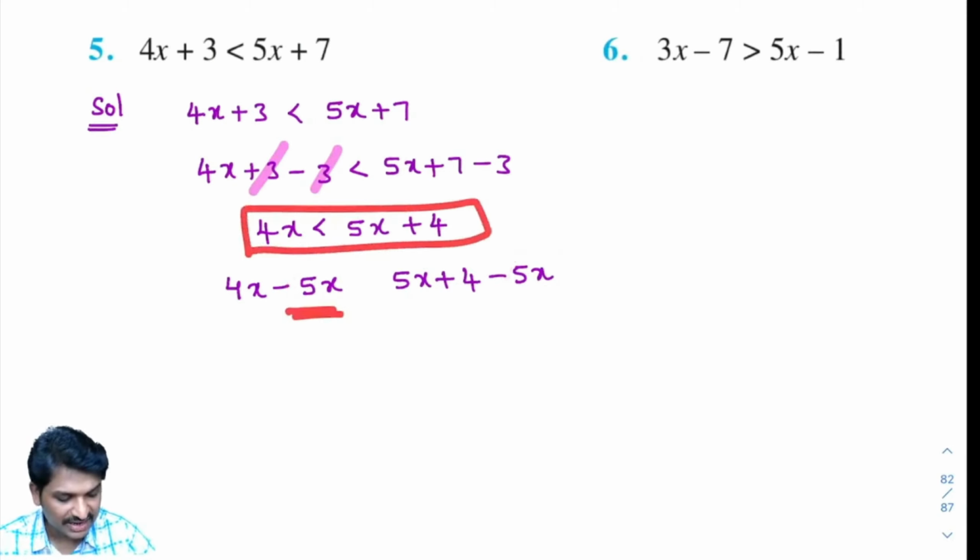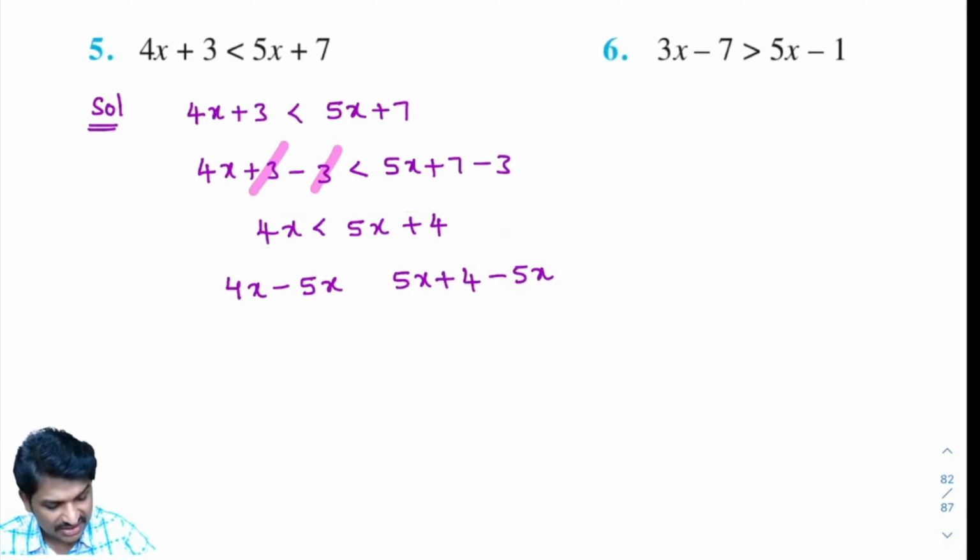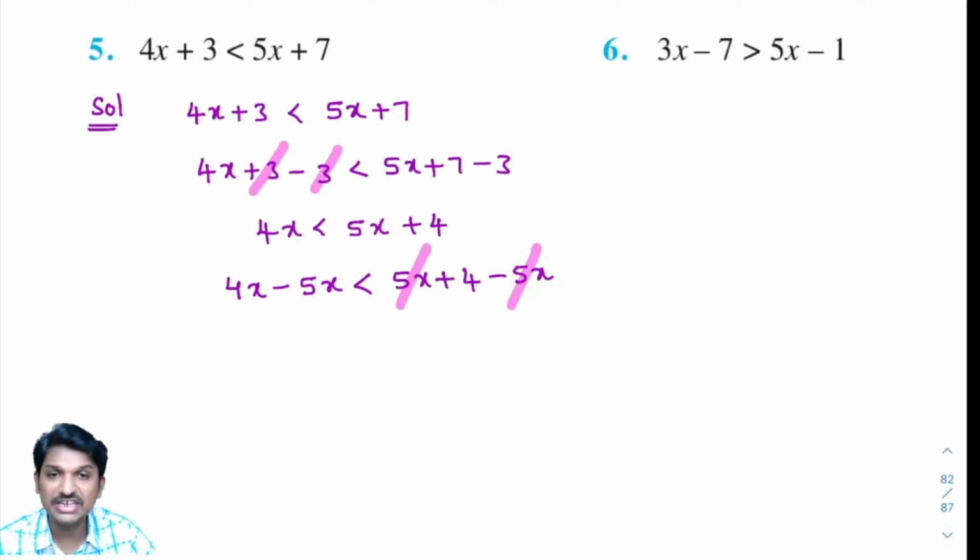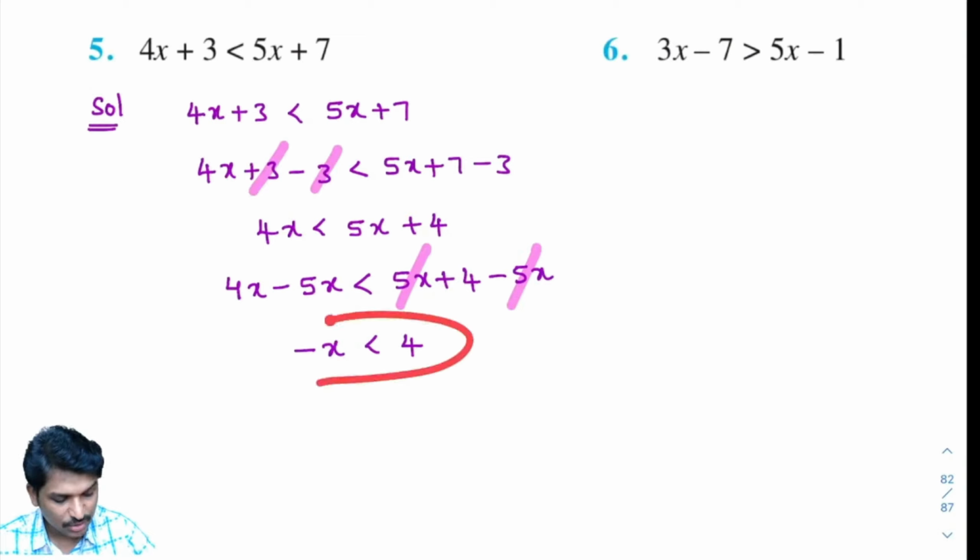For this inequality, I subtract 5x on both sides. Rule number 1 is what? For an inequality, if we subtract the same real number on both sides, the sign of inequality remains the same. That means this less than remains less than only. Now you look at the right hand side part, this plus 5x minus 5x will get cancelled. Now the left hand side part, you observe 4x minus 5x, that is minus x less than 4. I got it like this.